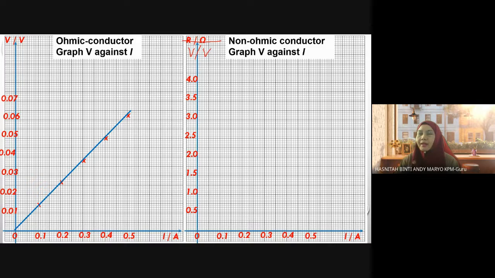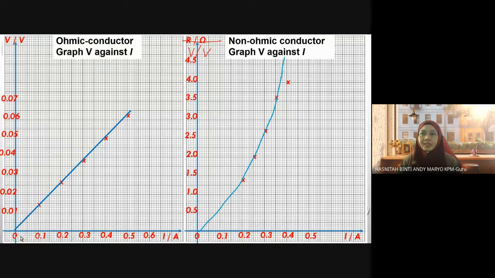Okay, for this one, the unit volt and the symbol are the same. The first V is for the quantity, potential difference or voltage. And the second is the symbol for volt, V. And here again, our manipulated variable is current and the unit is ampere. Okay. So when you plot a graph for non-ohmic conductor, this is the pattern of the graph, a curved line. Okay, for this one, a straight line from the origin.